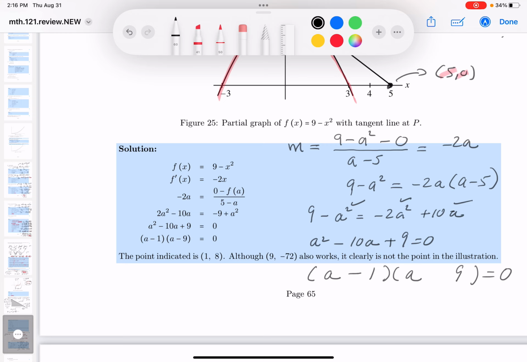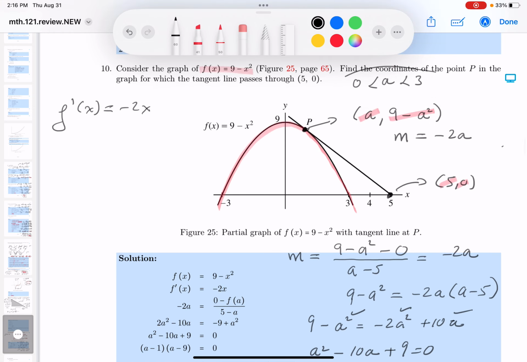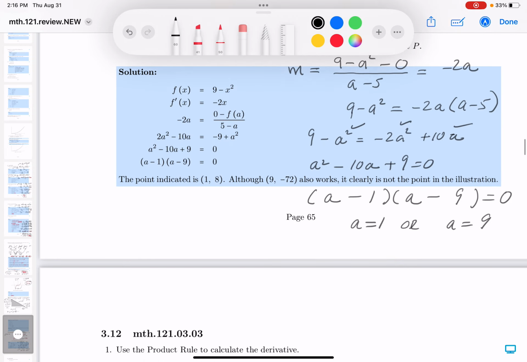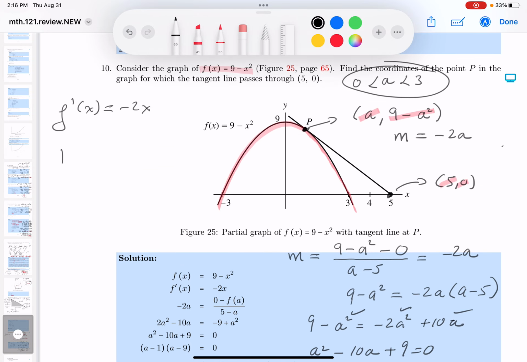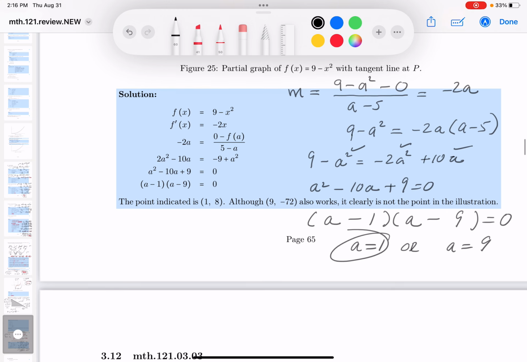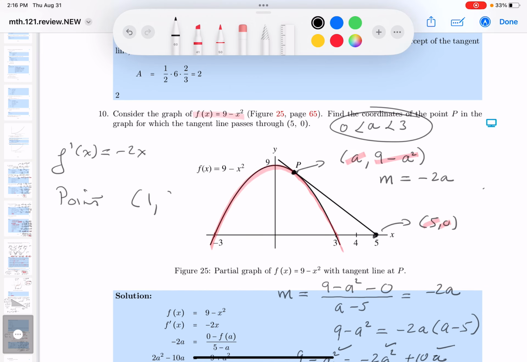And it looks like minus, minus. So a could be 1, or a could be 9. Well, I'm confused already. However, if I think about what I wrote down over here, the a must be between 0 and 3. So the a can only be 1. It can't be 9. So I'm going to write the point down now for you. That's what they asked for. The a is 1, and we'll see if it makes sense, by the way. The a is 1. And the y would be 9 minus 1, which is 8.